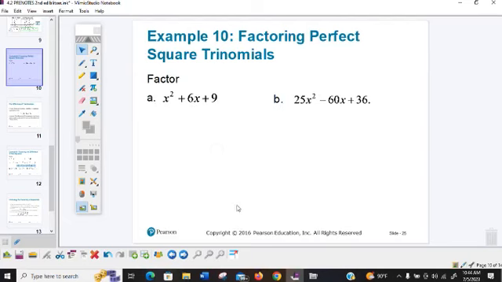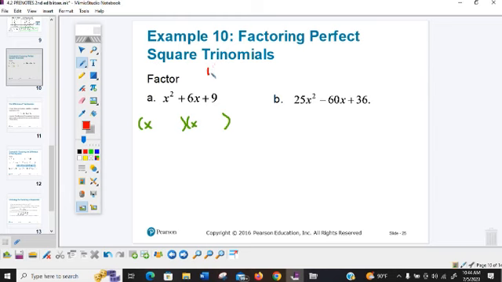Okay, in this video, we're going to deal with some that have perfect squares. So let's start out doing this just like we did the other one. We have one x in the front, so I'm going to put an x and an x to get that x squared, okay?